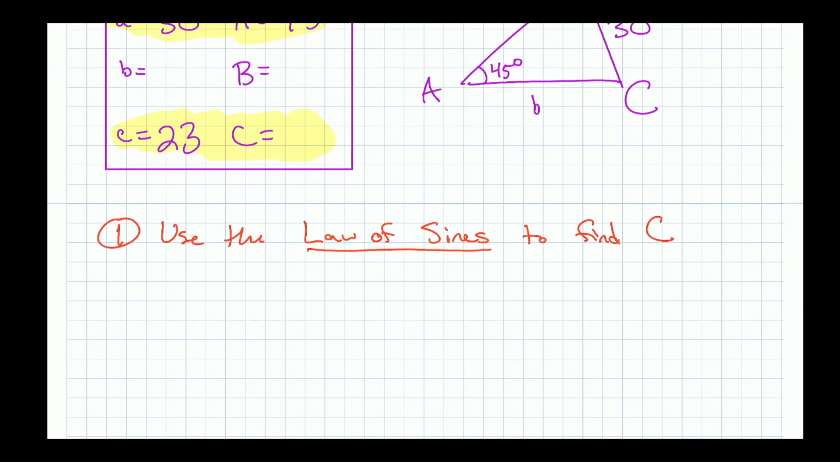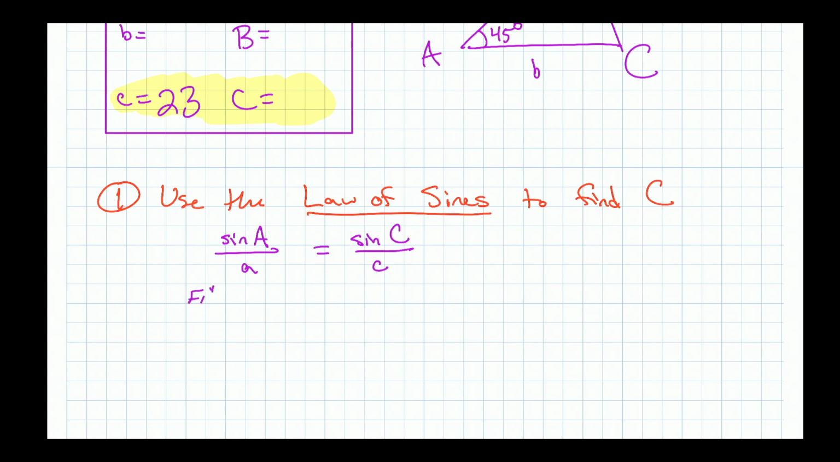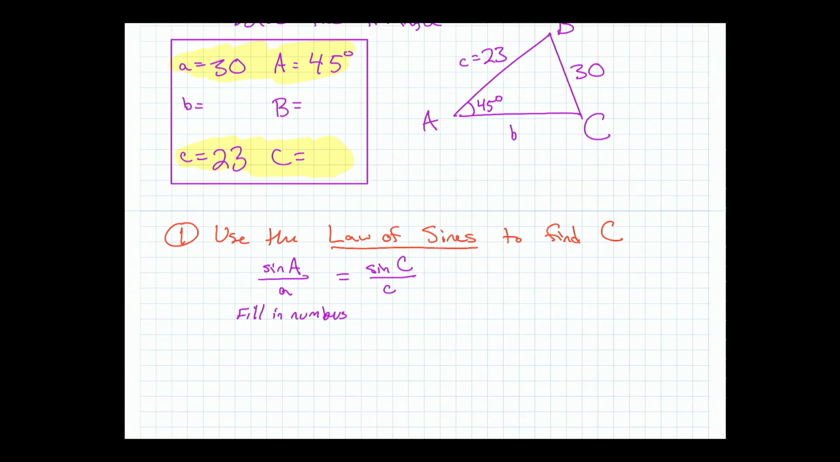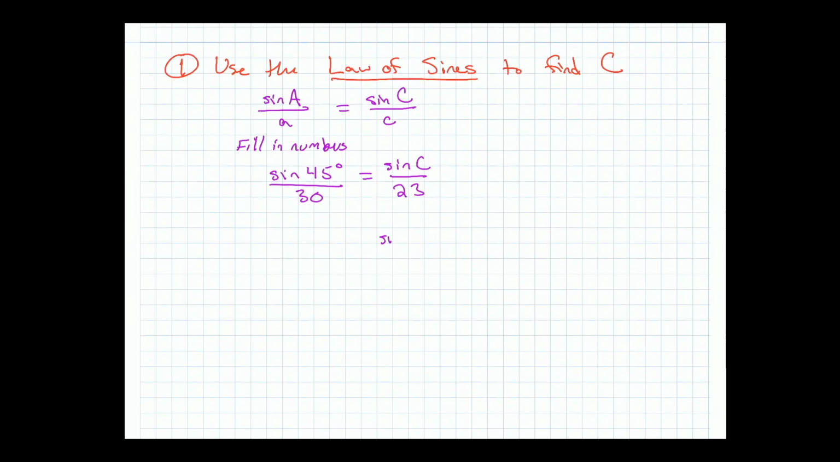So we're using A and C. So we want sine A over little a equals sine C over little c. Okay, so fill in your numbers. So far it shouldn't feel that different. So we have sine 45 degrees over little a, which is 30, equals sine big C, which we don't know, over little c, which we do, is 23, not 22. 23. Okay, so this will tell you that sine C is equal to 23 times sine 45 over 30.